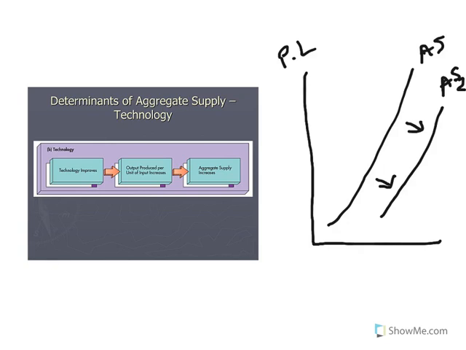So again, we just look at the graph like so. Anytime there's new technology, it's going to cause an increase in aggregate supply. So your aggregate supply curve is going to be shifting to the right.